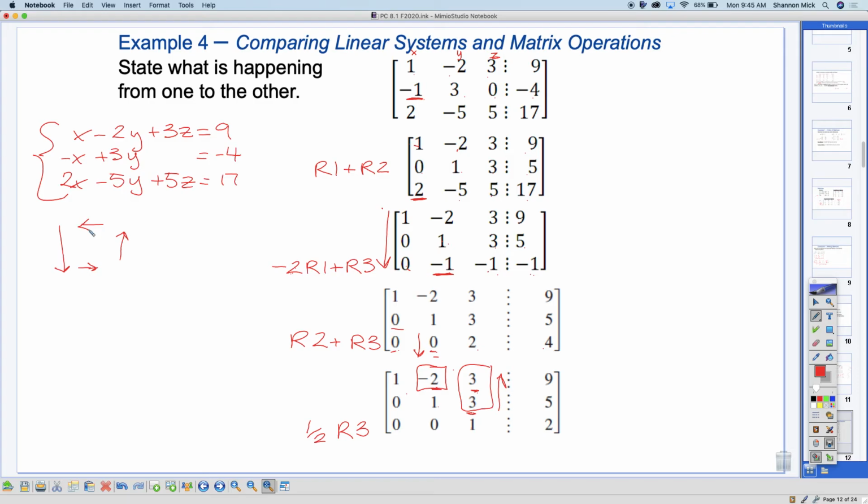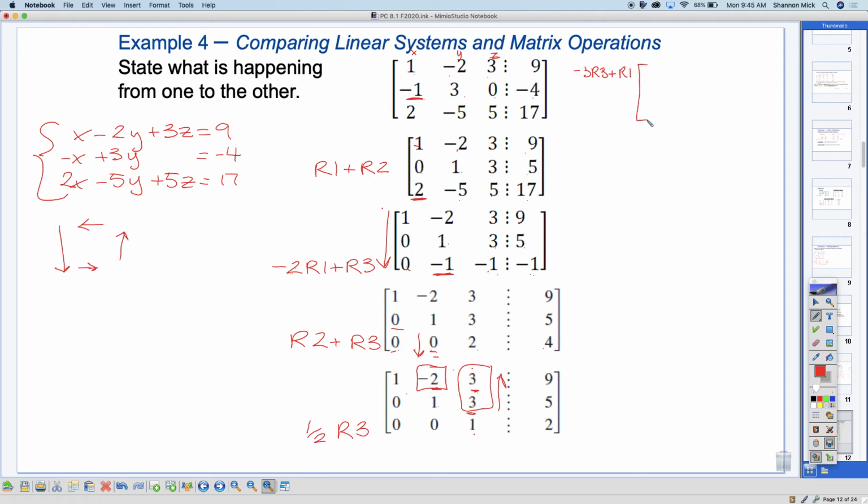So I need, these 3s are in column what? 3. So I need to look at row 3. So what am I going to do to row 3 to get rid of the 3 in row 1? To get this to be 0, that 1 has to be multiplied by -3. Yeah. So I'm going to take -3 R3 plus R1.